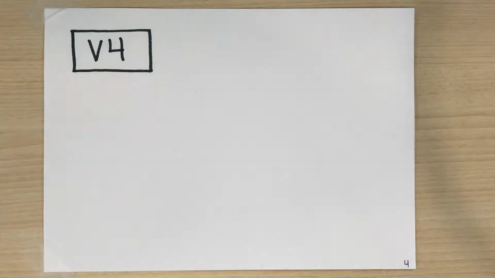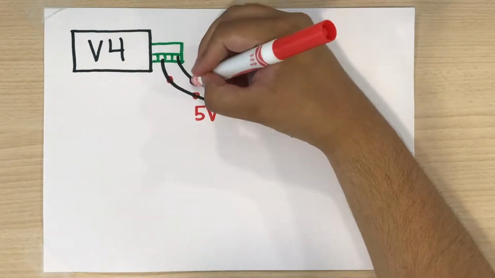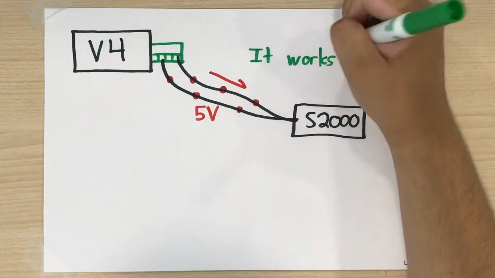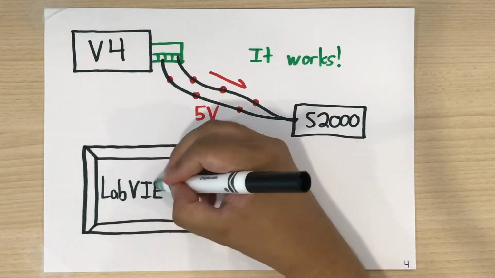We started off by figuring out how to externally trigger our S2000 spectrometer and found that by using specific pins on an auxiliary interface, we can send a 5-volt trigger and cause the spectrometer to start acquiring data. But we want to use LabVIEW to trigger the spectrometer instead.